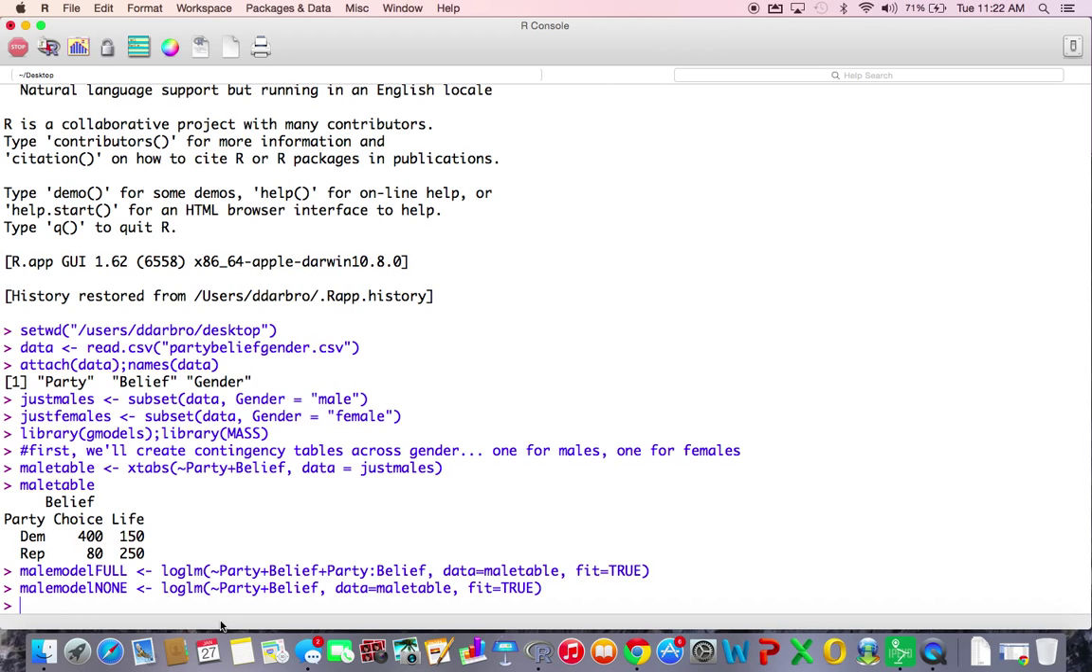Let me explain this too. This part out here, fit equal true. What this does for us is this command obtains the expected values. So ultimately, what's going on behind the scenes here is the models that we created compare the proportions of the observed and the expected, exactly like what we do in a traditional chi-square.